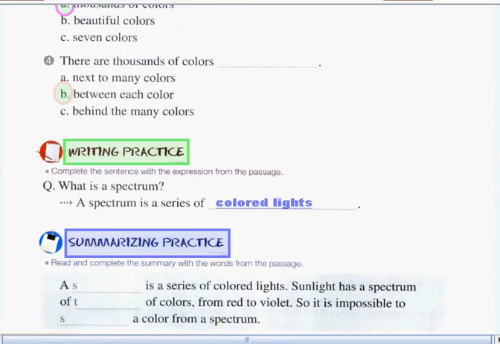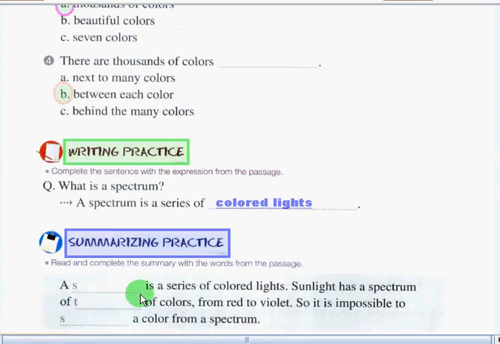Alright, we can move on now to the last activity, which is summarizing practice. In this activity, we will read and complete the summary with the words from the passage. As you can see here, there is a missing word. So, we have to find out what are those missing words. Alright? So I will read it for you and then I will give you time to find out the correct answer by finding the missing word. Okay, I will start now.